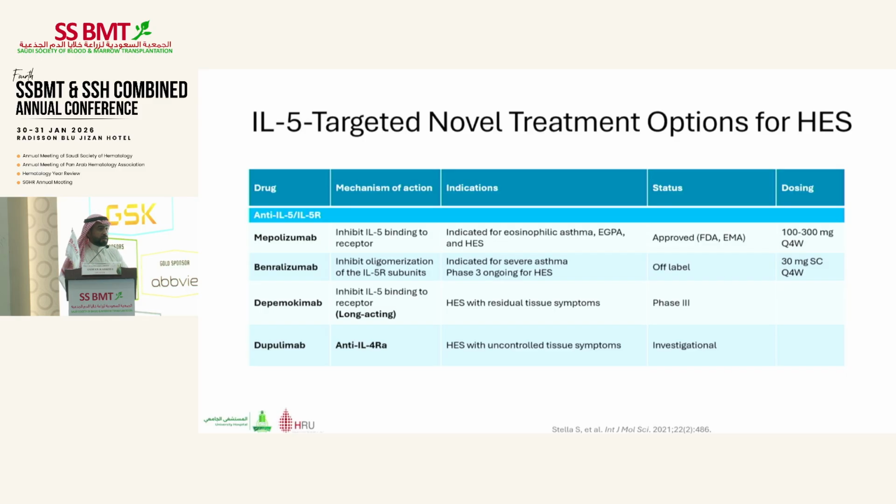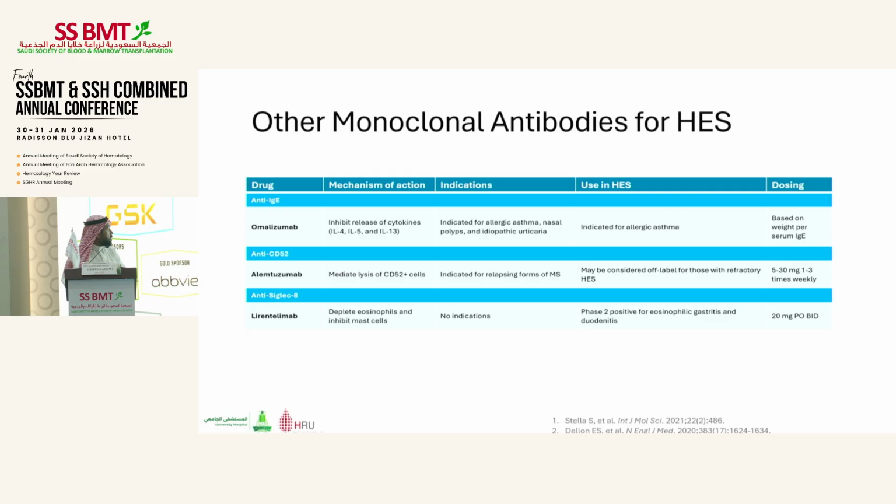And then dupilumab, which you can add on top of anti-interleukin-5 because it stops the tissue activation of the eosinophils. So if you see the patient is having additional tissue symptoms, you can add dupilumab on top of anti-interleukin-5. And then there are the others that our colleagues in respirology and immunology commonly use for asthma. So you use omalizumab, alemtuzumab.